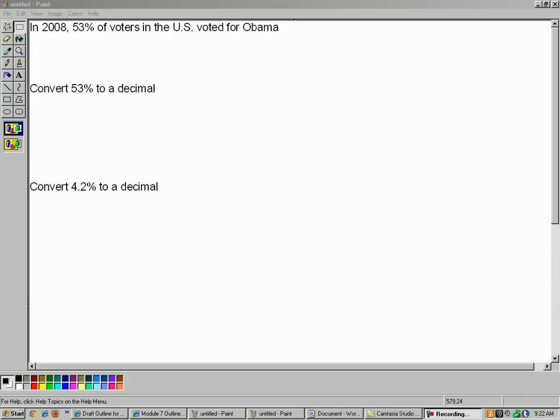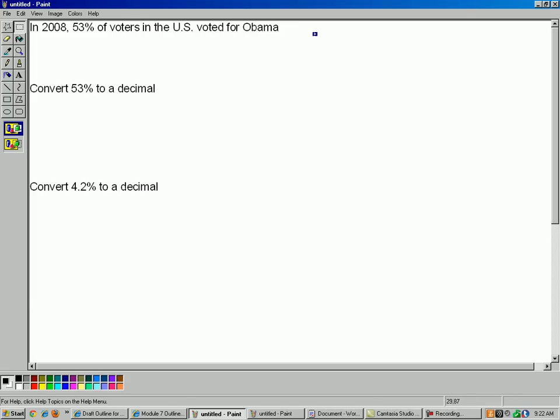Hello. Here is a quick lesson on percentages. First of all, let's look at an example. In 2008, 53% of U.S. voters voted for Obama. So what does that number, 53%, really mean?